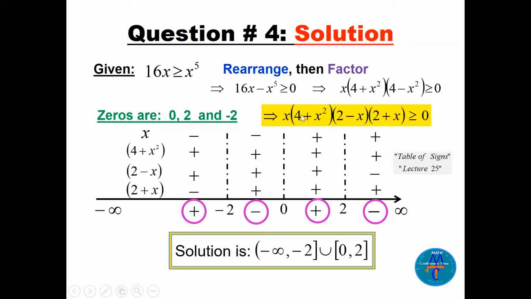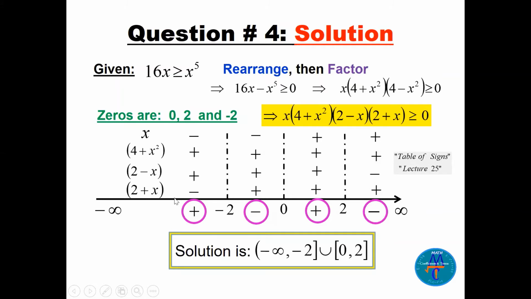Now look at the nice part here, 4 plus x squared, it's all positive. We leave it there, positive, positive, positive, because x squared is positive, 4 is positive. x can be positive or negative. 2 minus x can be positive or negative. 2 plus x can be positive or negative. So we call this a table of signs, lecture 25 in the algebra course. You can go and check all kinds of examples and the rules.